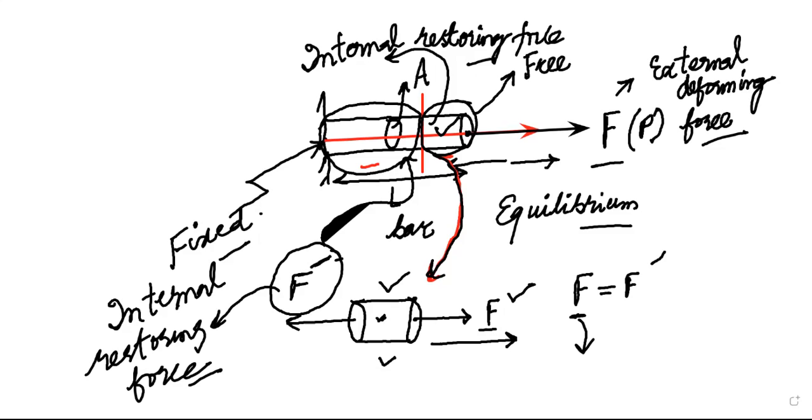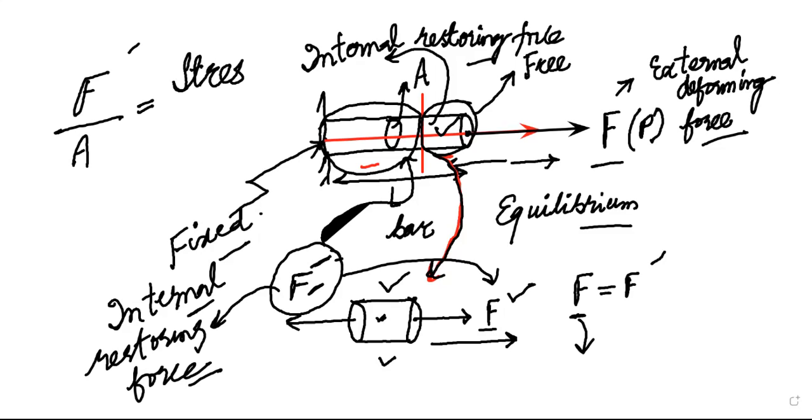The tendency of this force F' is to nullify the effect of the force F. Force F tries to deform the machine element, but force F' is trying to restore the machine element back to its configuration. This internal restoring force F' divided by the area A is what we call the stress. This internal restoring force per unit area of the machine element where it's acting is called stress.